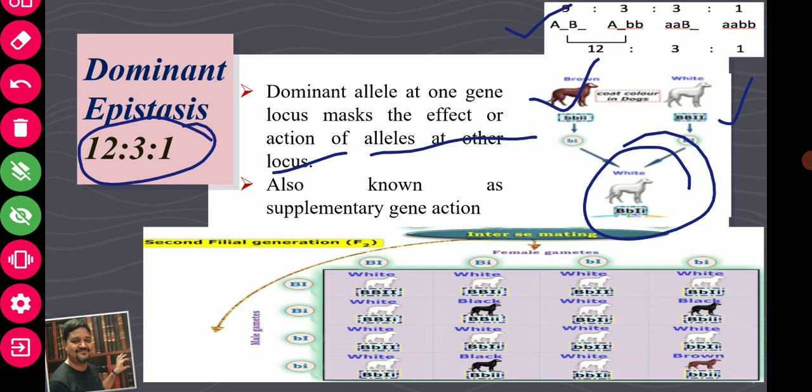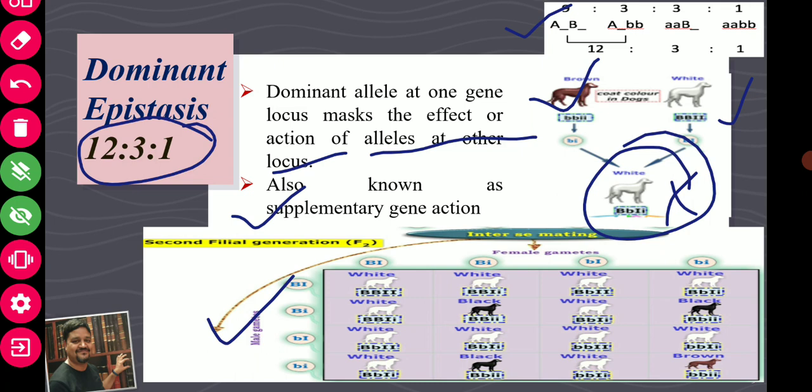So if you cross this white color F1 or intermate, then you will get the ratio of 12:3:1. Why? Because the dominant allele at the I locus will have the control. This is also known as supplementary gene action. So you just go through this Punnett square, try to do it in your notebook, then you will get a clear-cut idea, and always remember the product law of probability.